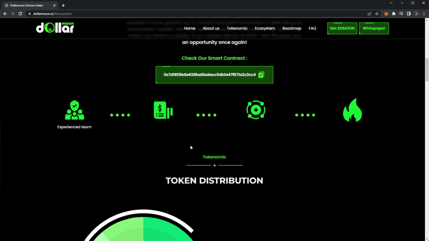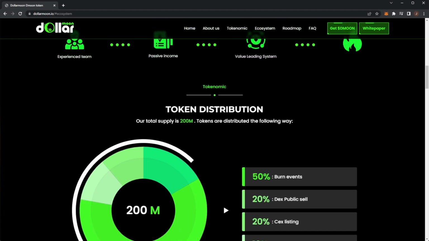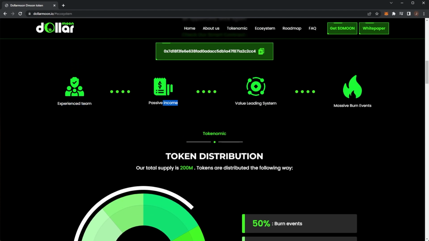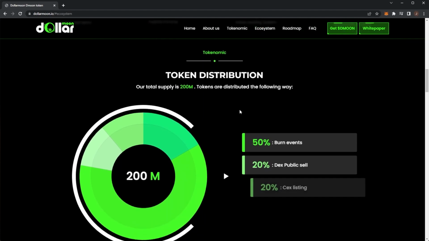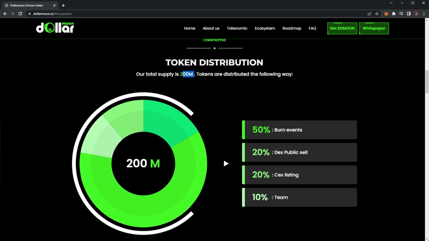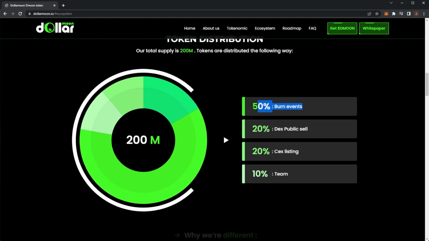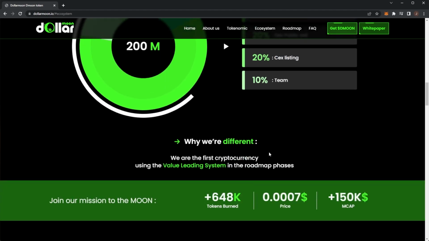So, as we can see, Dollar Moon: experienced team, passive income, value leading system, and a massive burn event. So if we take a look at the tokenomics, 200 million tokens, and the token distribution: 50% for burn, 20% public sale, 20% centralized exchange listing, and 10% for the team. So why are they different? They are the first cryptocurrency using the value leading system in the roadmap phases.